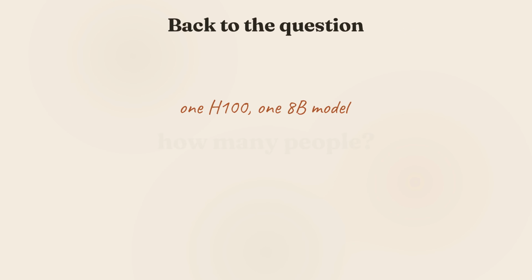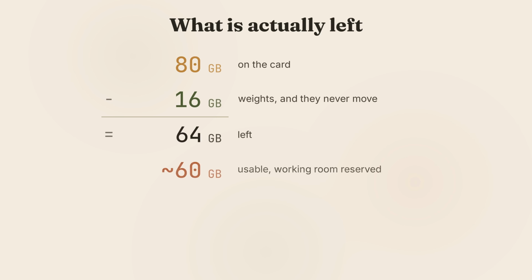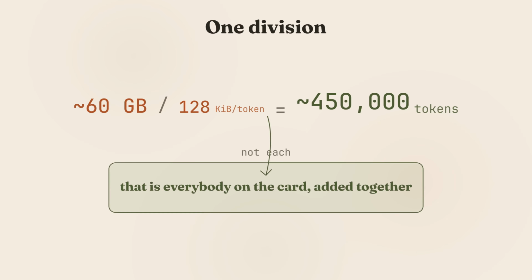So let's go back and answer the question we started with. One H100, one 8 billion model, and how many people can you serve? 80 gigabytes on the card, and 16 of them go to weights. And do you get the other 64? Not quite, because your server needs working room while it's computing, so call it 60 and be a little conservative. So 60 gigabytes divided by 128 kilobytes a token, and that's about 450,000 tokens. That's your budget, not each. That's everybody on the card added together.